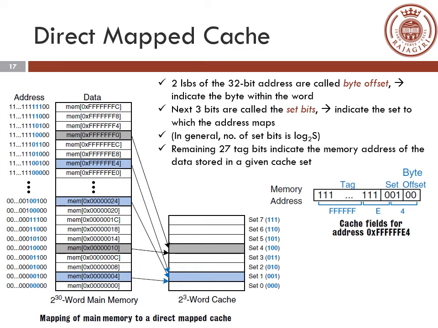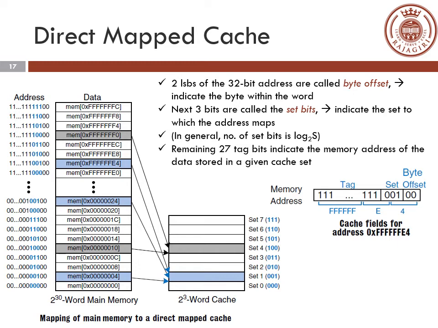Okay, the next 3 bits decide, or indicate, the set to which the address is being mapped. So the next 3 bits are known as the set bits. Based on that, the data will be mapped to a corresponding set in your cache. Okay, so these 3 bits are very important. These 3 bits are known as the set bits, which indicate the set to which the address maps in the cache.